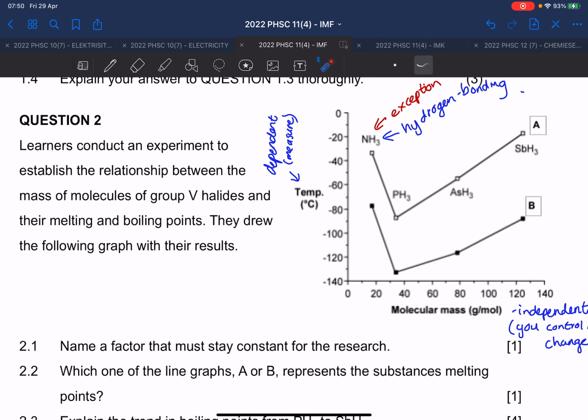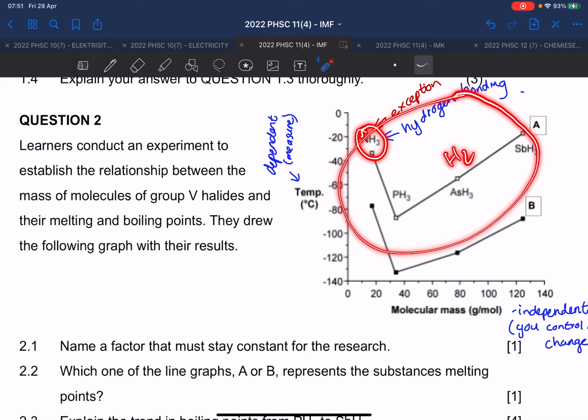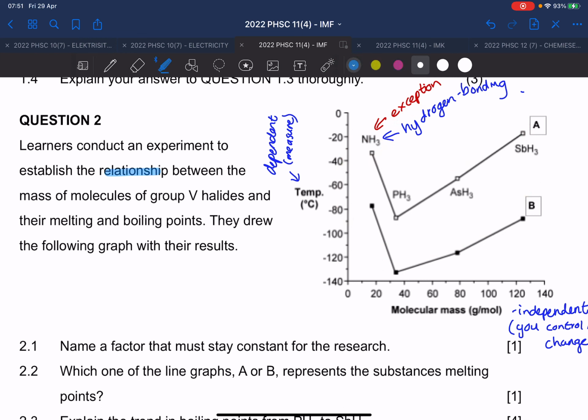Okay, Godfrey, what did you say? The mass changes every time. Mass change, change, change, change. Every time. What is the thing? Can we compare, and they compared here ammonia. Can you compare ammonia in this investigation with, let's say, water? Is water a group 5 halide? No. They wanted to compare what is the relationship between mass and melting and boiling points of what? Of group 5 halides. So they want to compare all the group 5 halides with each other. So if it's not in group 5, it's not part of the experiment.